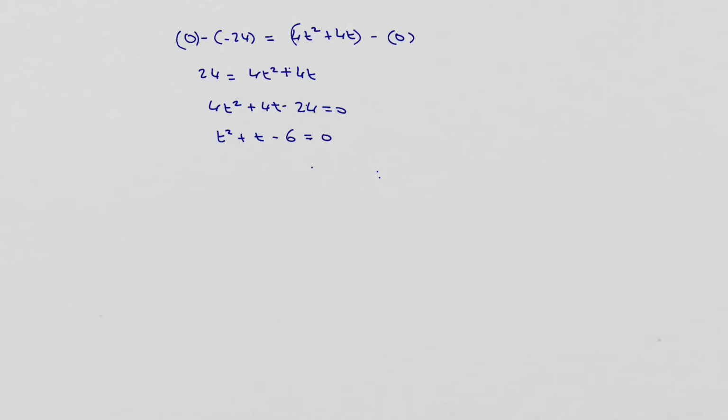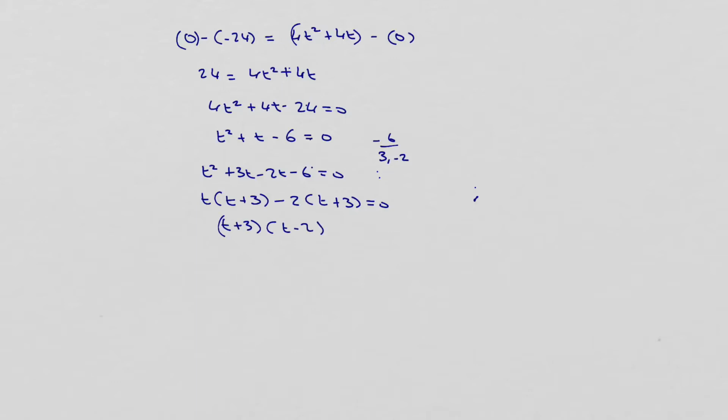So what factors out there? Well, it multiplies to give us minus 6 and adds to give us 1. Must be 3 and minus 2. So again, factorising however you want. So highest common factor there is t. Highest common factor is minus 2. And then highest common factor again is t plus 3 and t minus 2.